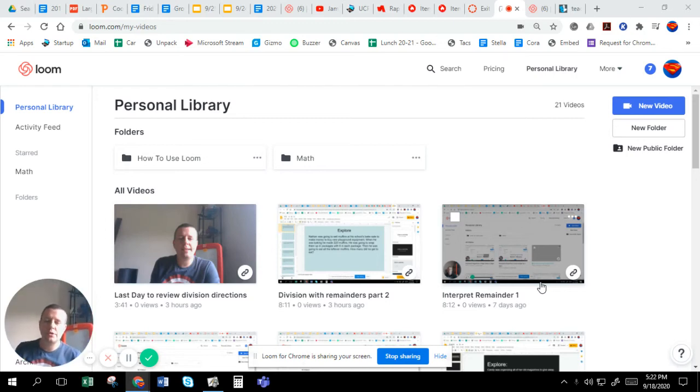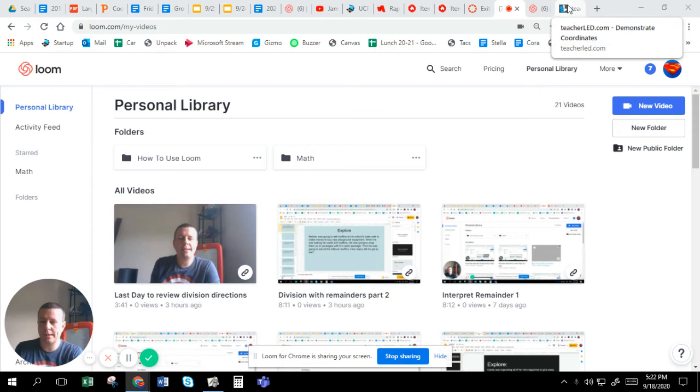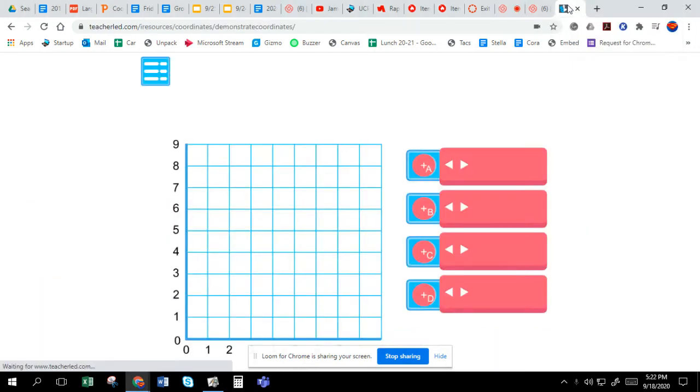Guys, yesterday you worked with coordinate grids for an introduction, and we learned about having to move over first and then up. So that's across the x-axis and then up the y-axis. All right, we're going to continue with that today. So I'm going to show you a couple quick things. It's going to help you with what your work is today.